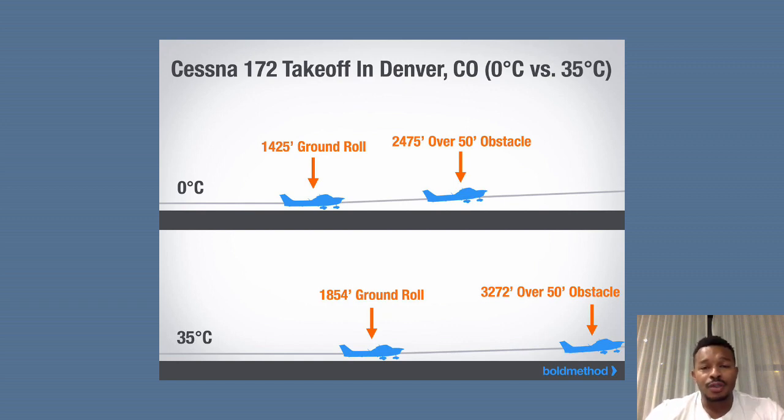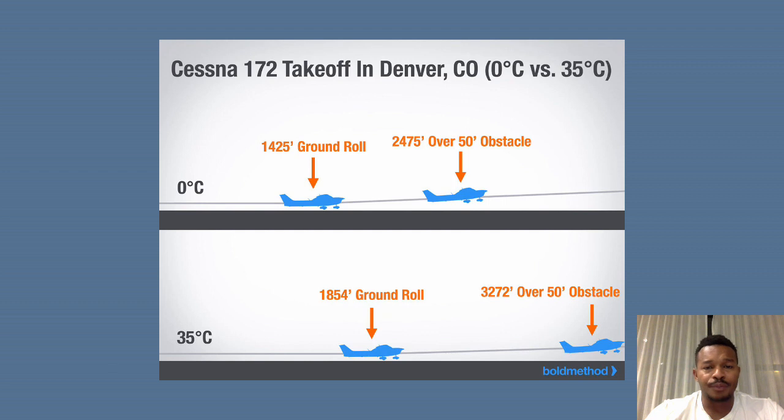Now, here's also an example of how temperature affects density altitude. As you can see, the colder it is, the greater performance you're going to have. That means less of a takeoff roll, and your climb over a 50-foot obstacle is going to be a shorter distance. So as you see here, we have 0 degrees Celsius, and it's at 2,475 feet for over a 50-foot obstacle.